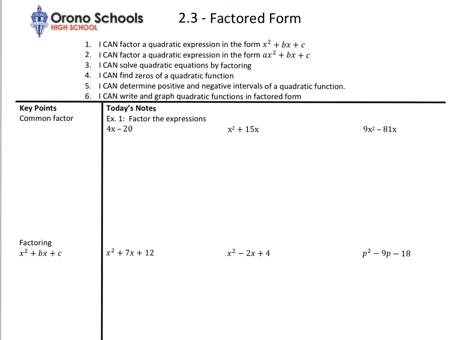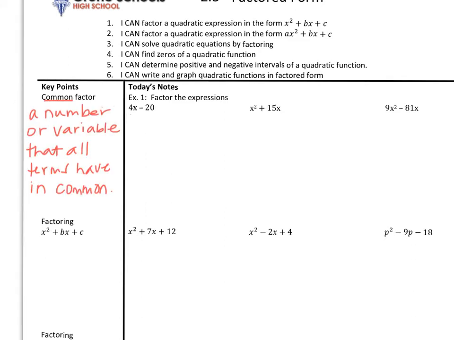Our final lesson in topic 2a is called factored form. This is the last type of quadratic function we'll look at. Notice we have lots of objectives. We can do a lot of things when we're done with this lesson. That's why we're splitting it up into 2 days.